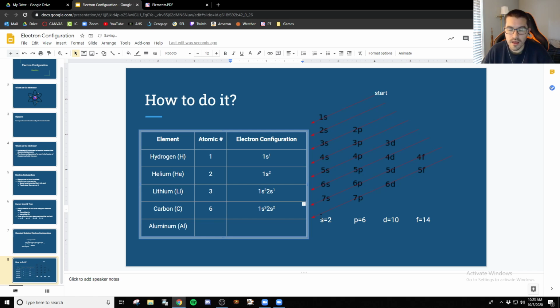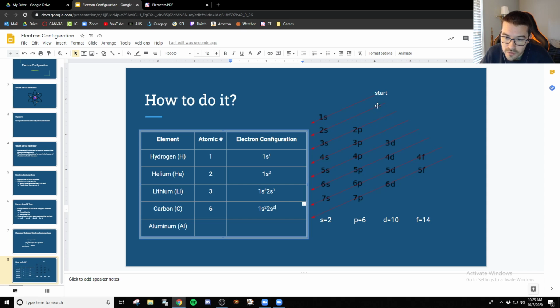How many electrons do I have left? Think to yourself. If I started with 6 and I put 2 here, and then I put 2 here, that means I have 2 left, because I put 4 here, so I have 2 left over. So where do those final 2 electrons go?